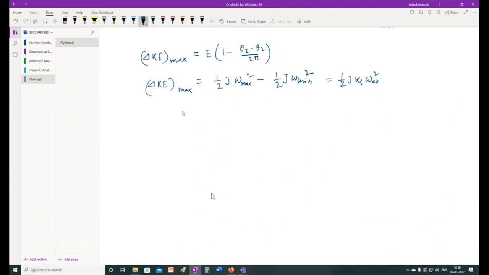How? Here we will assume one thing. I need 5-10 minutes to complete this discussion. Are you with me? So this theta 2 minus theta 1 by 2 pi is equal to the thickness by 2s. Do you understand this?